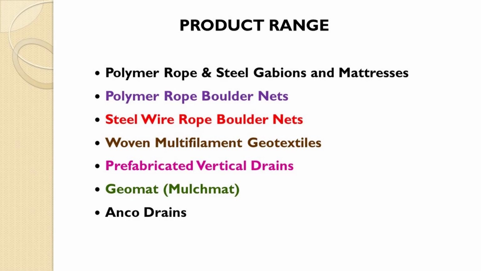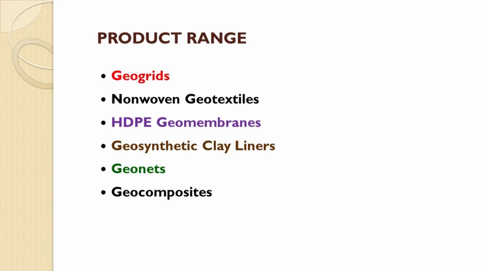And there are various products: Gabion, Polymer Gabion, Steel Gabion, rope, boulder net, that also we consider part of the geosynthetics. Barriers, prefabricated vertical drain, erosion control mat, as we call the RECPs, anchor drains, which are drain come anchors. And then geogrids, non-woven HDPE membrane, geosynthetic clay liner. A GCL is 2 layers of textile sandwiching a bentonite, and all of them are needle punched together. And finally geocomposite.